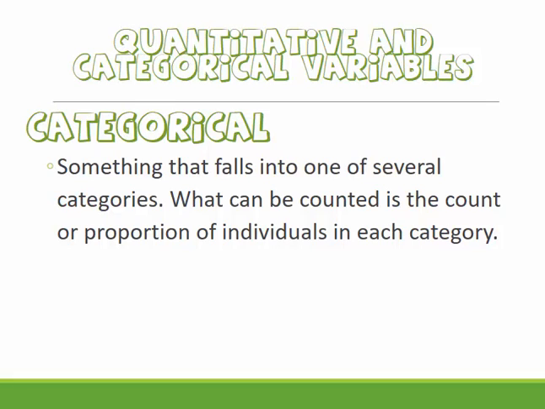Categorical, they may have numerical labels, but they're not really numbers. They're just different categories that you fall into. And there, all you can do is count how many fall into each category, or say there's a certain proportion or percent of individuals in each category. Like 52% of this class is female, 48% male, or whatever it may be, just for example.